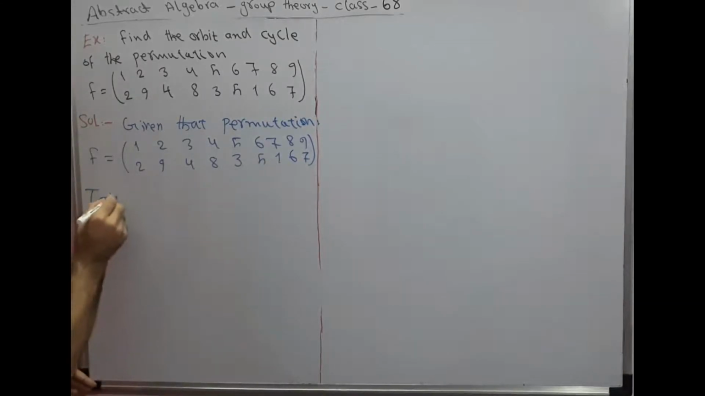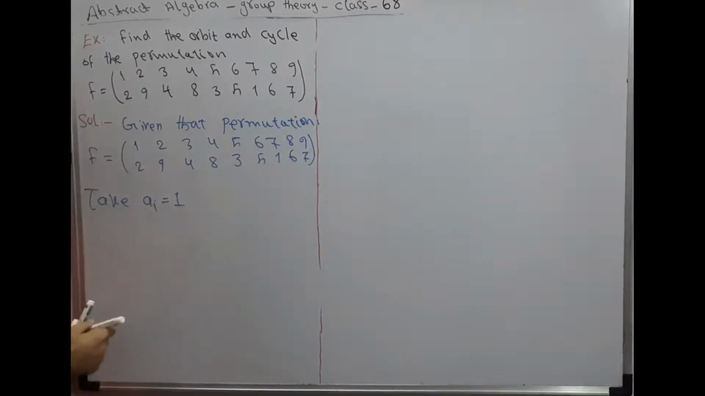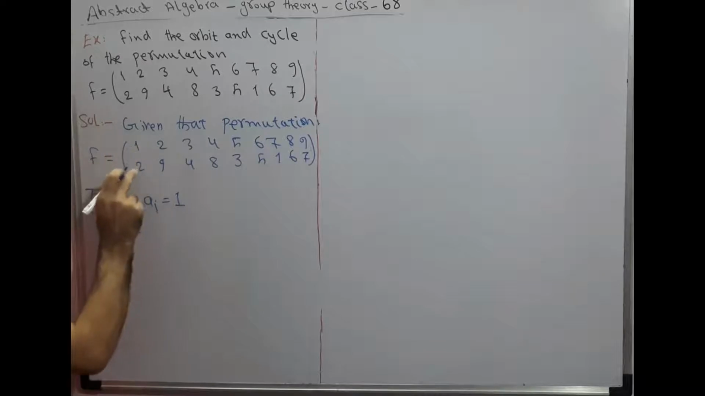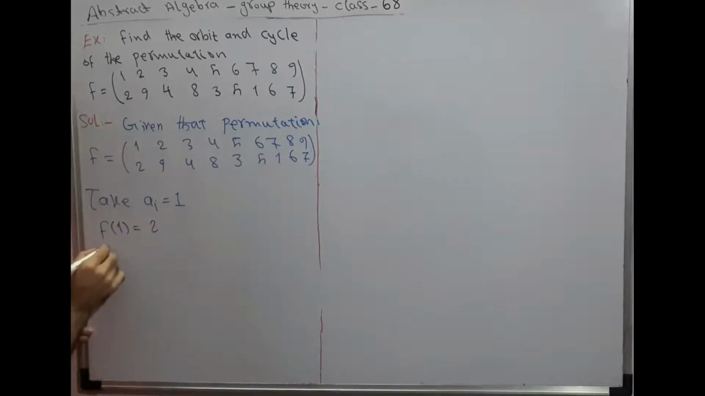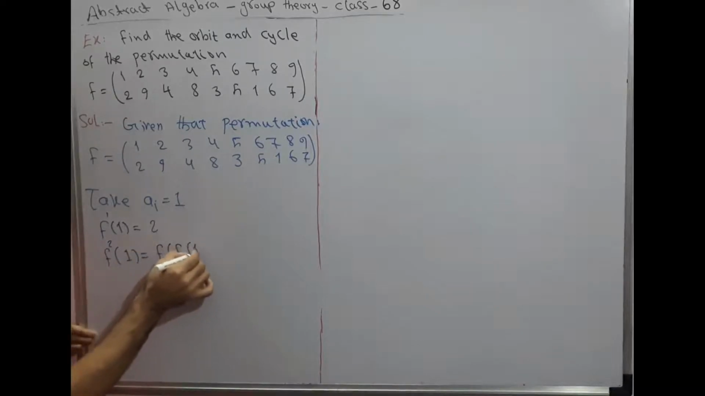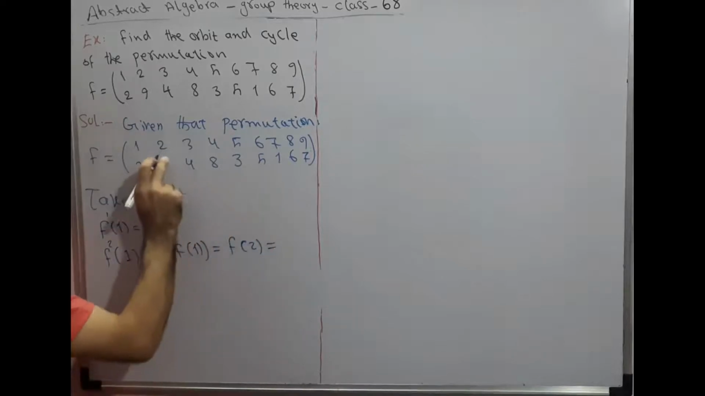Take a_i is equal to 1. We now want to find the orbital cycle of a_i equal to 1. f of 1 is equal to 2. f to the power 1 of 1 is equal to f of 1, we have 2. f^2 of 1 is f of 2, we have 9.